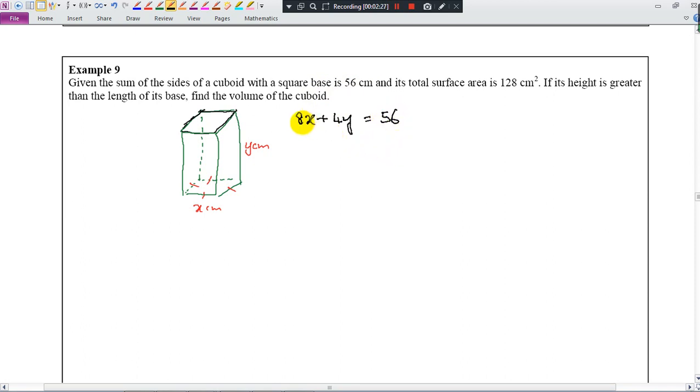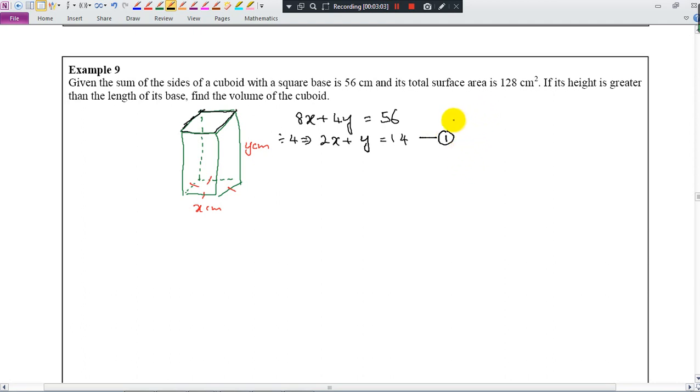Okay, so you will notice that the coefficients here can be divided by 4, right? So we divide the whole equation by 4, to make the numbers smaller, easier for us to solve. Oh, I made a mistake here. So here should be y only. Okay, so 2x plus y is equal to 14. Let this one be the first equation.